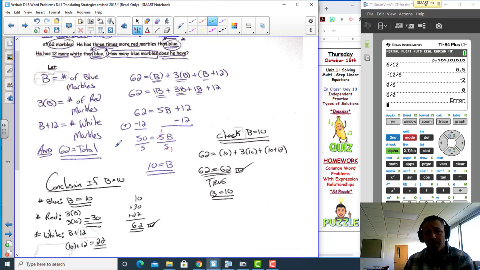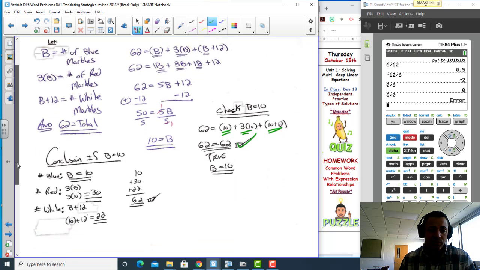So here's a much better presentation, and your work should look closer to this. I called B the number of blue marbles in this particular presentation. 3B was the number of reds, and B plus 12 was the number of whites, and I set it up appropriately, and I actually took the time to reorder the expression and collect like terms appropriately. And then I checked my work by saying, is it true that 62 would be the result of the blue, 10, plus the red, triple 10, plus the white, 12 more than 10, and I typed that into my calculator and said 62, and I felt so smart because I got it right.